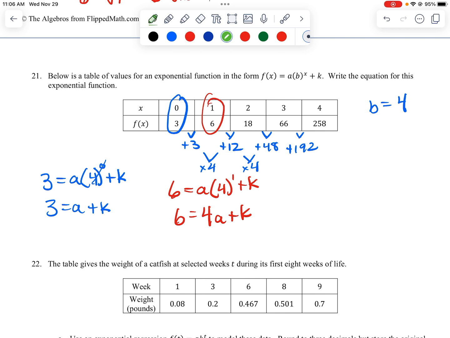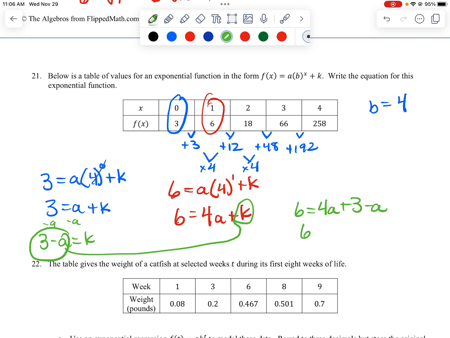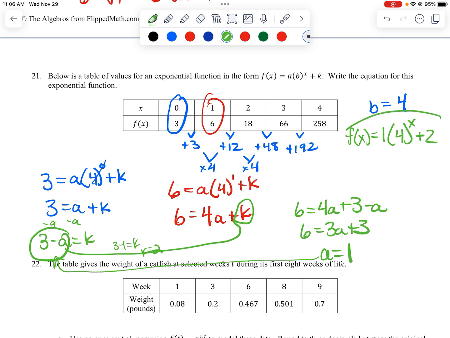So I could rewrite this one over here, 3 minus a equals k. And then I could plug that in. So 6 equals 4a plus 3 minus a. So 6 equals 3a plus 3. And solving this, I can find that a equals 1. Well, if a equals 1, then I go back here. So 3 minus 1 equals k, so k equals 2. So that final equation, f of x equals a is 1 times 4 to the x plus 2.